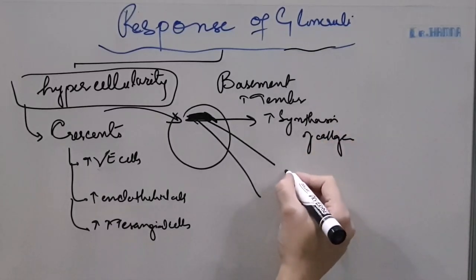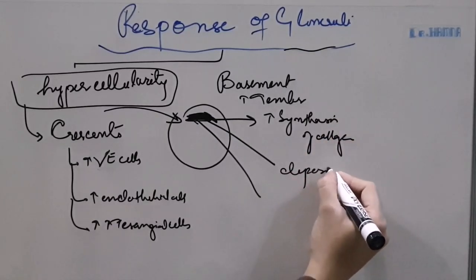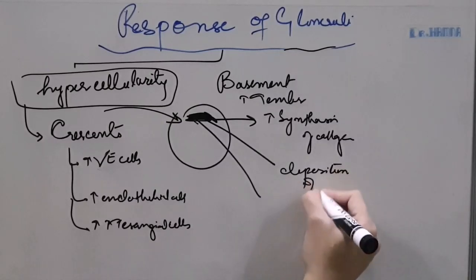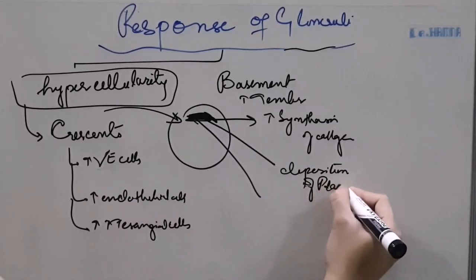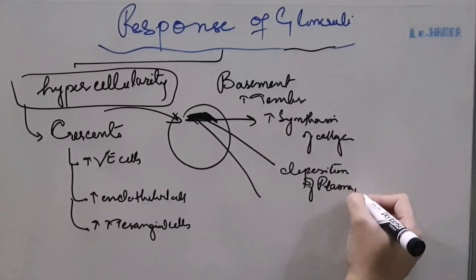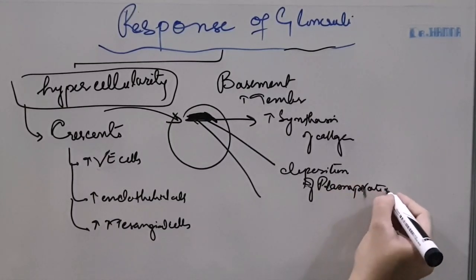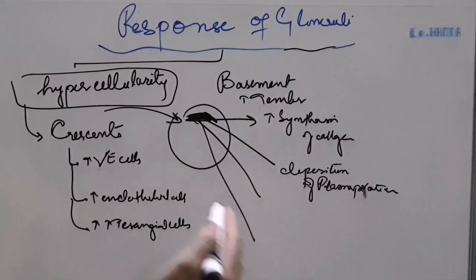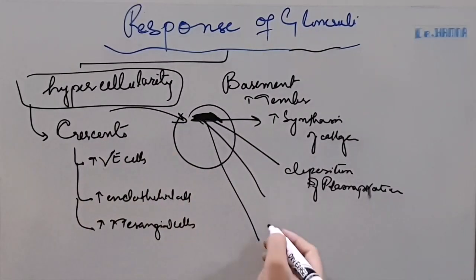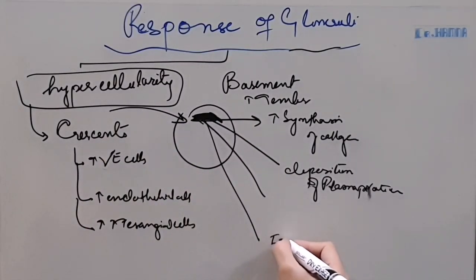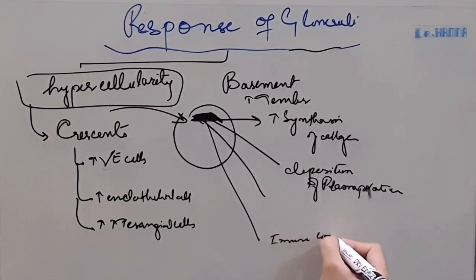Second is deposition of plasma proteins. And the third factor is deposition of those immune complexes, which also leads to increase in thickness of the basement membrane.